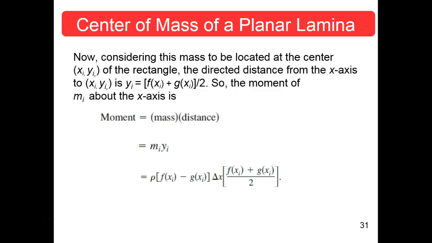So, backing up, this is the height, there's the density, the height, the width, and the position of your center of mass. Okay? f of x sub i plus g of x sub i over 2.